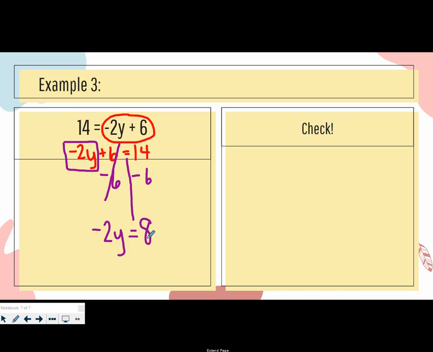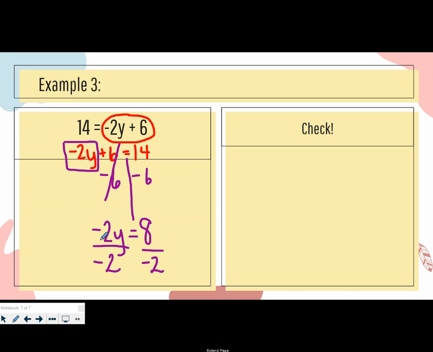And now I am not done. I have a one-step equation left. So I've got negative 2y equals 8. Negative 2 and y are multiplying. When they're smushed next to each other like this with no sign in between, they're multiplying. So the opposite of multiplying would be to divide. I'm going to divide this side and I'm going to divide this side. I'm going to divide by whatever is with y. So I divide by negative 2 on this side and negative 2 on this side.